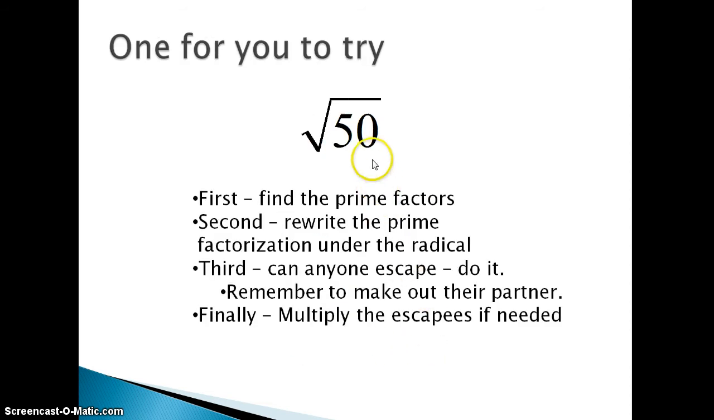Here's one for you to try. Here are your steps. First, find the prime factors. Second, rewrite the prime factorization under the radical. Third, can anyone escape? And if they can, do it. Remember, for them to escape, their partner has to disappear. And if you have many outside the radical or inside the radical, you multiply them back together. Pause the video and try this one.